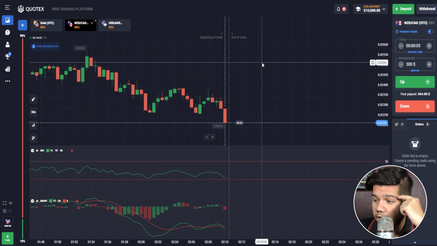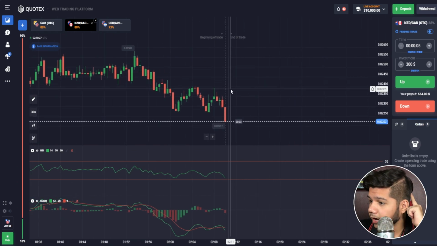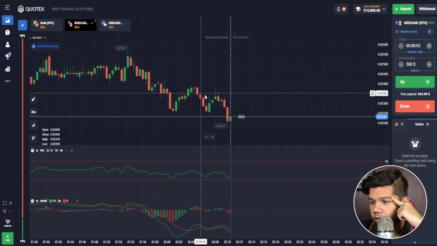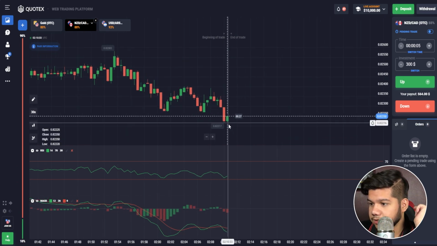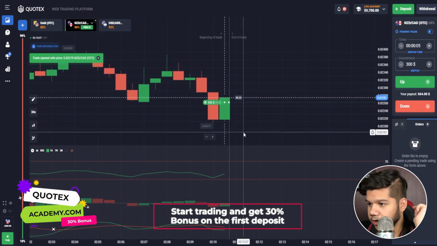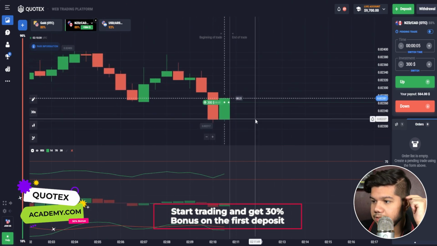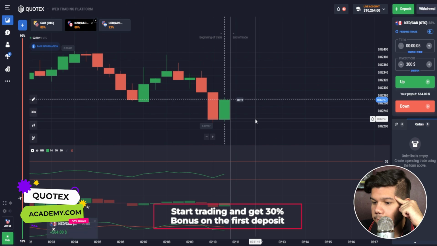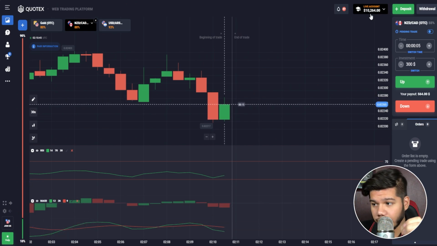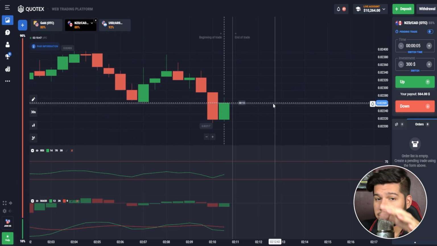Right guys, so here I am on my trading screen and currently I am on the New Zealand dollar to Canadian dollar pair. Right now you can see the price is going up. I am taking the trade with $300 towards upside. So let's wait and see this trade's result. And here you go. We just generated $264. Now let me tell you the logic behind this trade.